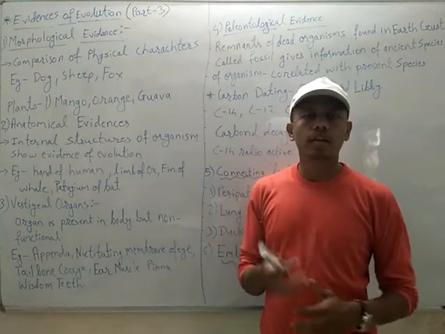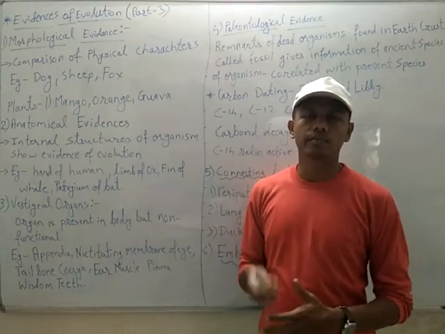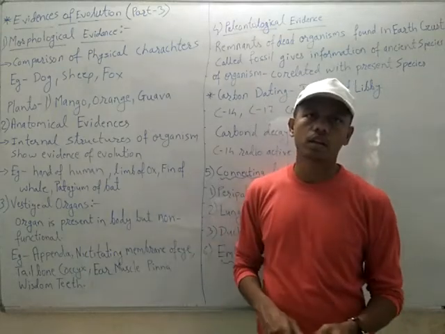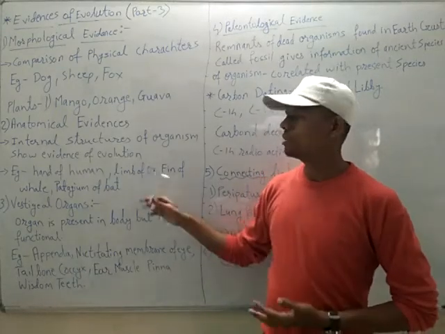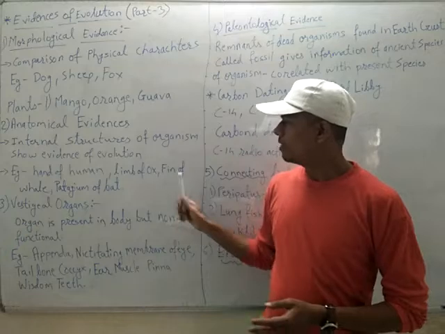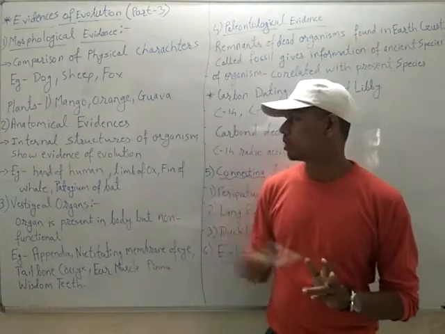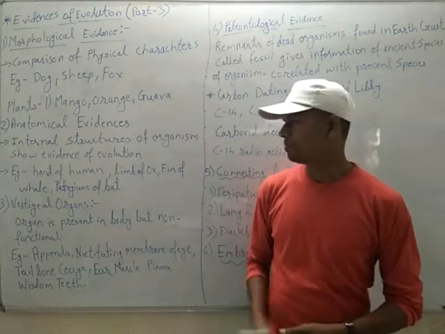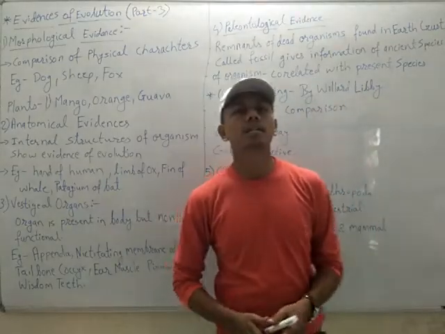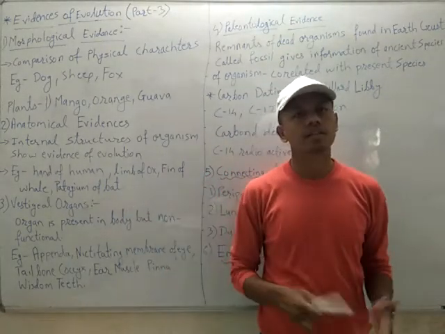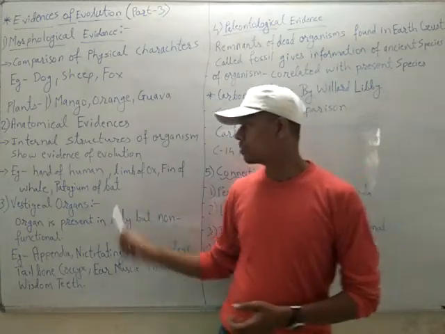The limb of the ox can be used for standing, walking, sitting, taking support. So it has limited functions. The fin of the whale can be used for swimming because the whale lives in the water. The patagium of the bat is used for flying because it is a wing-like structure. It is the wing of the bat, so it is used for flying.